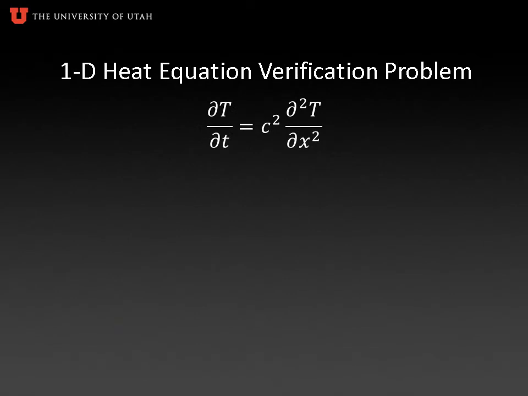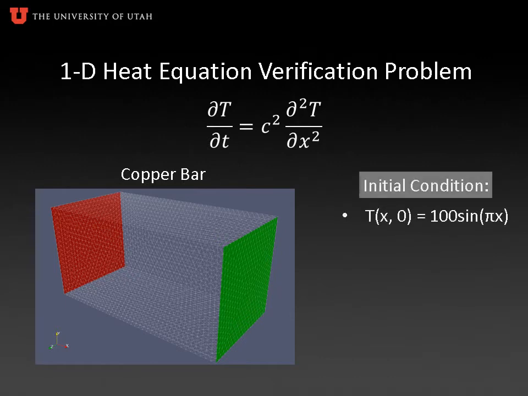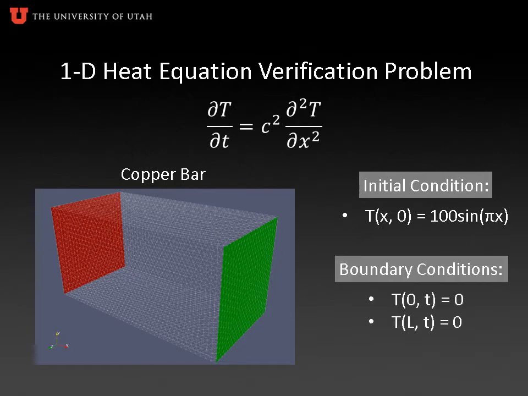The first verification problem I crafted was a basic 1D heat equation problem as shown at the top of the slide. This problem considered a 2-meter long laterally insulated copper bar of constant cross-section and homogeneous material. The figure on the left shows the mesh of the bar we used in this problem. The initial condition for the problem is a perfect sinusoidal temperature distribution throughout the bar with an amplitude of 100 degrees Celsius. The boundary conditions are 0 temperature ends, where each face of the bar is 0 degrees Celsius, as shown.